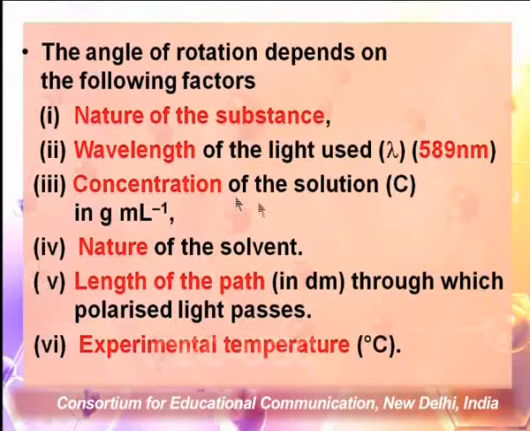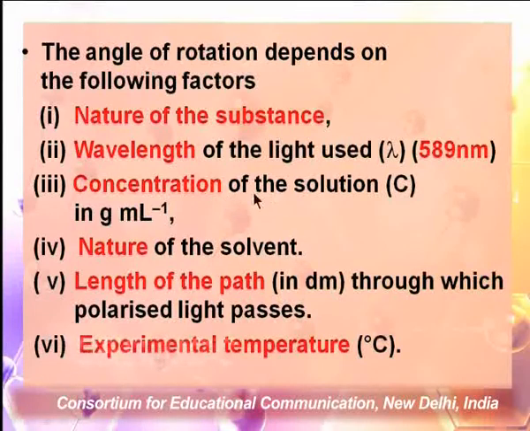Then the concentration of the solution will be taken in grams per ml. We will use a solvent. If our optically active compound, or the compound which we are analyzing, is a liquid, we will just take the pure liquid here and make its concentration in grams per ml. We will measure its concentration. Whereas if it is a solid, we will make a solution in a solvent.